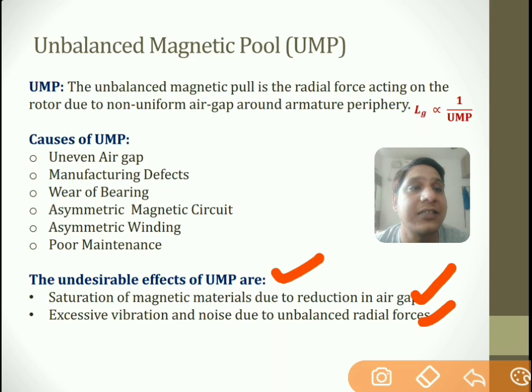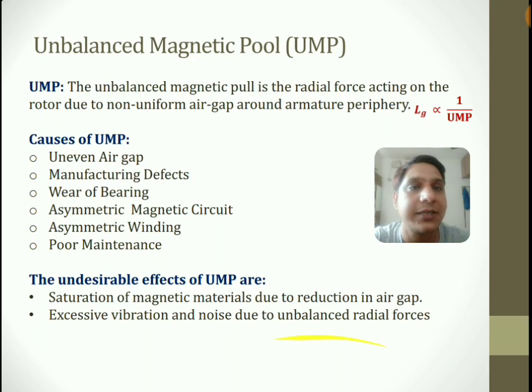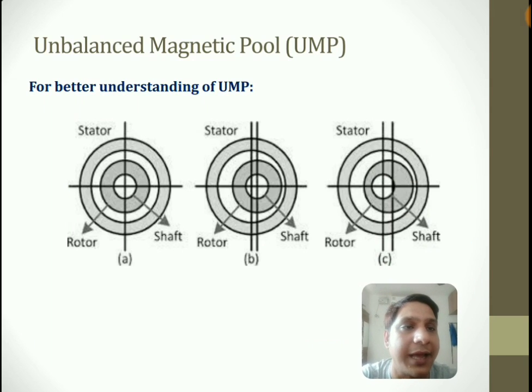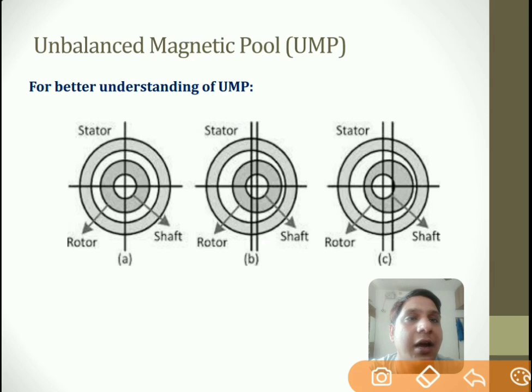Another is excessive vibration and noise due to unbalanced radial forces. So noise is going to be more if the radial forces acting on the rotor are higher in magnitude. And why are they occurring? They are occurring due to unbalanced magnetic pull. Moreover, to understand it better, I have drawn some diagrams so that you will understand the unbalanced magnetic pull in a better way.